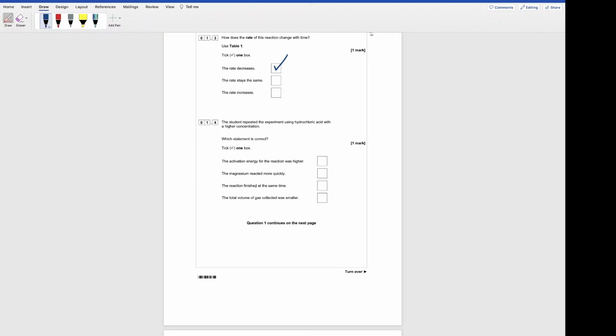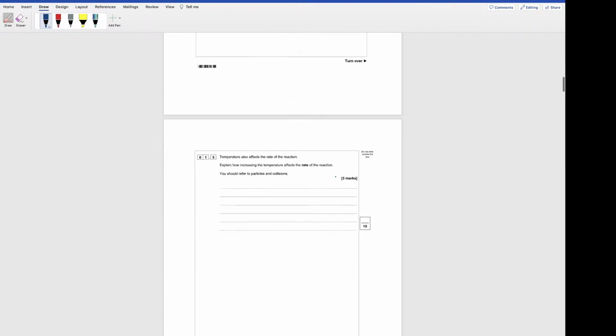The reaction finished at the same time. Well, if you increase the concentration, you might find that the reaction would maybe end at the same time if they've got the same number of particles, so you're going to have a limiting reagent. But that's not going to be the best thing there. Then the total volume of gas collected was smaller. Well, actually, like you say about the limiting reagent, it will probably be the same volume, you just get there faster. So the answer here is about the rate increasing, it's getting quicker.